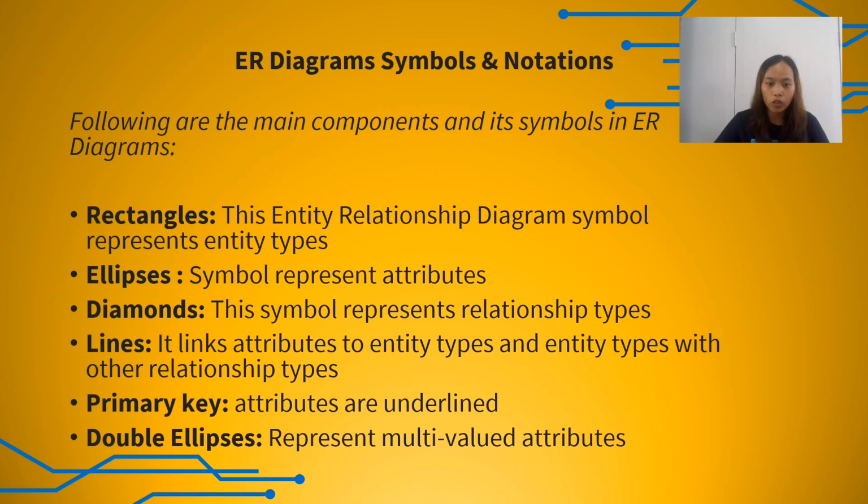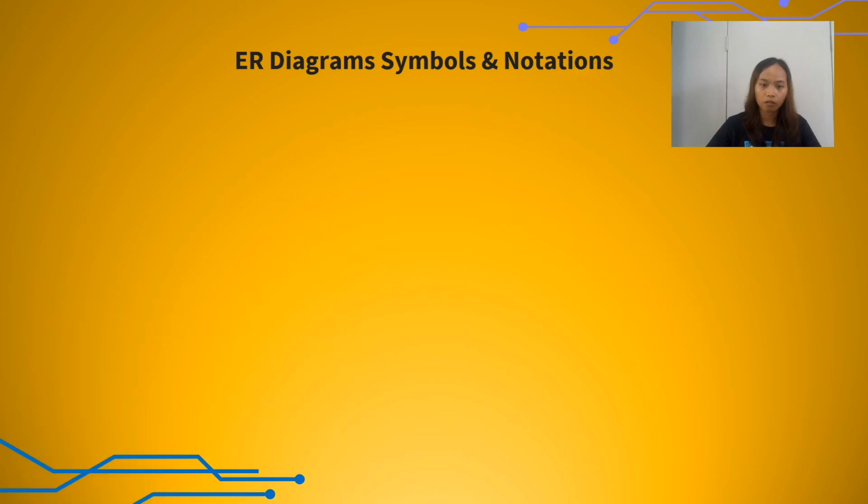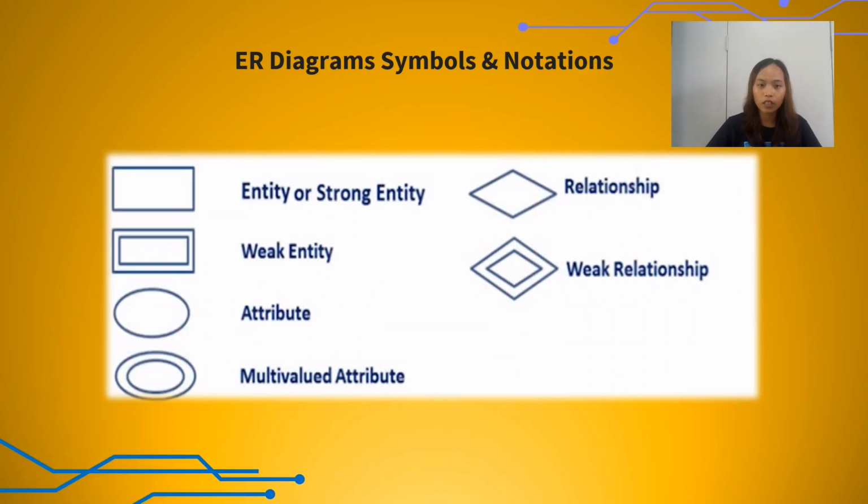Just like flowcharts in Programming 101, in database we have what we call ER diagrams, symbols, and notations. So these are the shapes with their assigned representation. Rectangles represent entity types, ellipses for attributes, diamonds for relationship types.